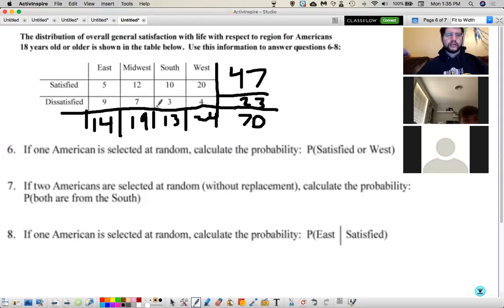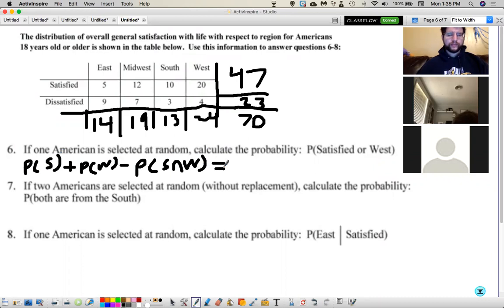So if one American is selected at random, calculate the probability satisfied or west. So probability A plus probability B minus probability of A and B. Don't forget your basic addition rules. So that's probability of satisfied plus probability of west minus probability of satisfied and west.